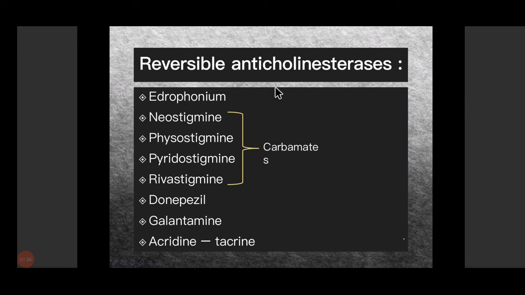Now, reversible anticholinesterases include neostigmine, physostigmine, pyridostigmine, rivastigmine. These are all carbamates. While edrophonium, donepezil, galantamine and acridine or tacrine are related to carbamates, but they are non-carbamates. So they could be reversible, irreversible, carbamates, or non-carbamates.